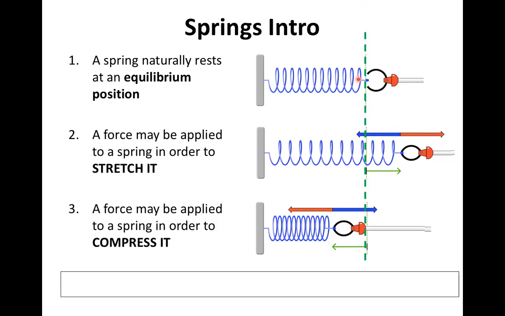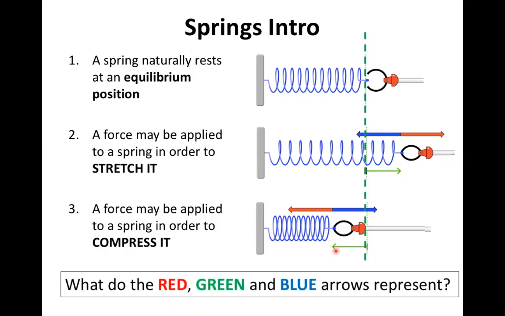And we may apply a force to the right to stretch the spring, and we would apply that force and hold it at that displacement. We could apply a force to the left and displace the spring, compressing it. Just think, what do you think? You can pause the video and ask yourself this. What do you think that the red, green, and blue arrows represent? A hint: they're all vectors.